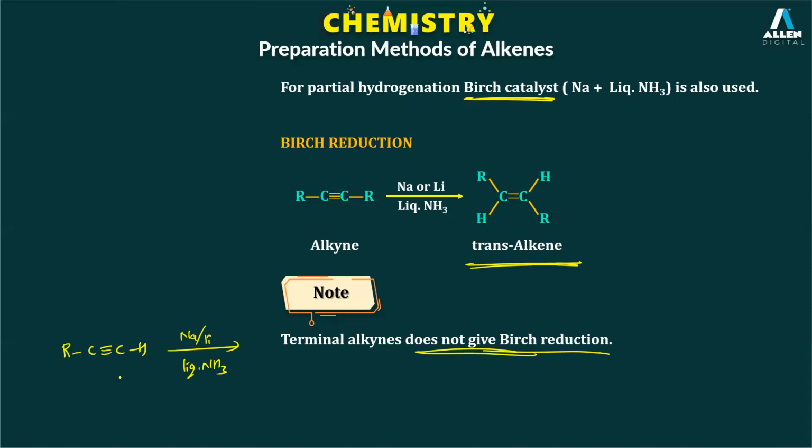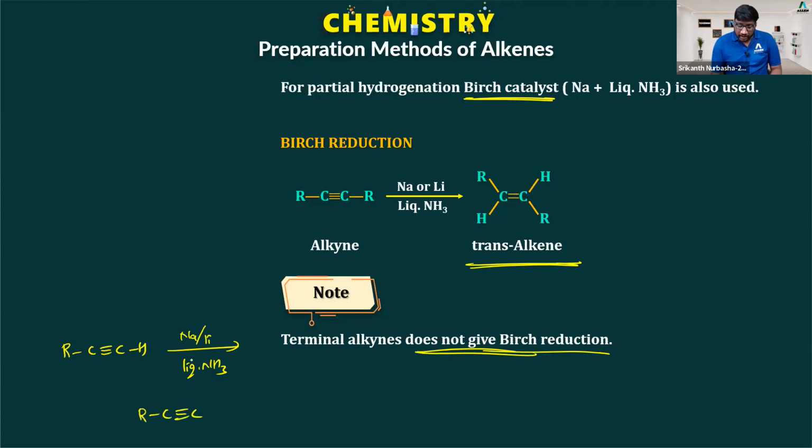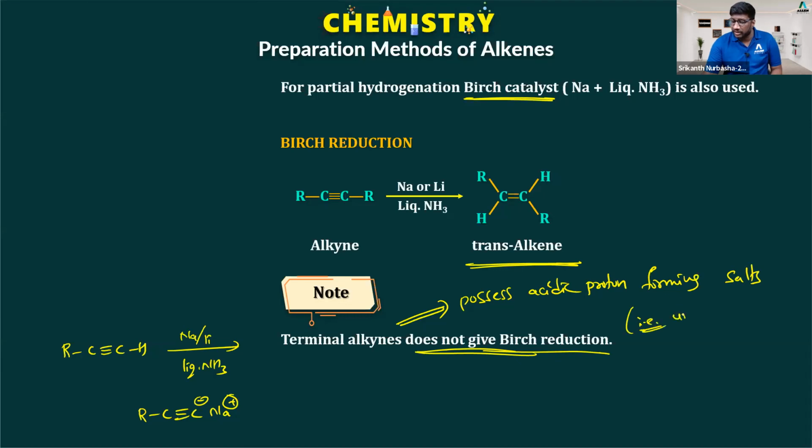Hydrogen is lost because terminal alkynes have an acidic proton. Because of the acidic proton, terminal alkynes undergo an acid-base reaction, forming RC≡C⁻ Na⁺ salts. Terminal alkynes possess an acidic proton, forming salts. That is, they undergo an acid-base reaction.